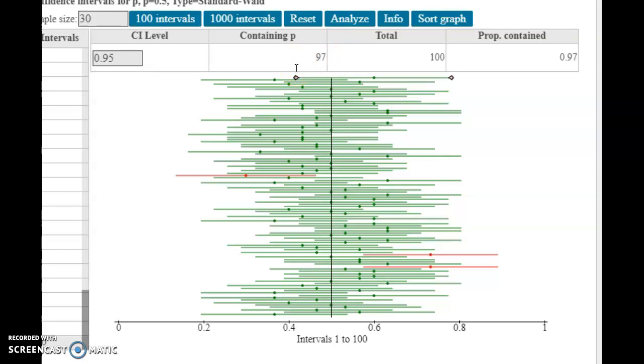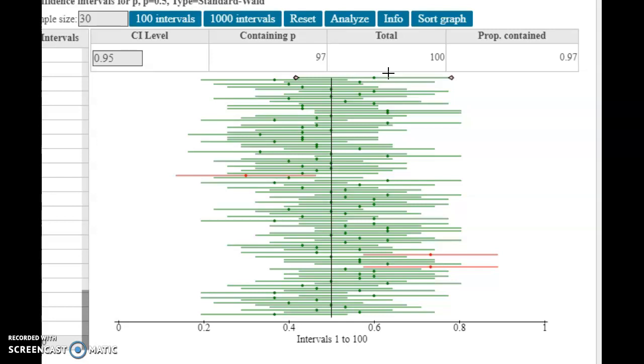A couple things to notice over here. First of all, most of the lines are green, but there's a couple red lines. We would expect about 95 green lines and 5 red lines because we're 95% confident. Over here we're pretty close. We have 3 red lines, we have 97 green lines.